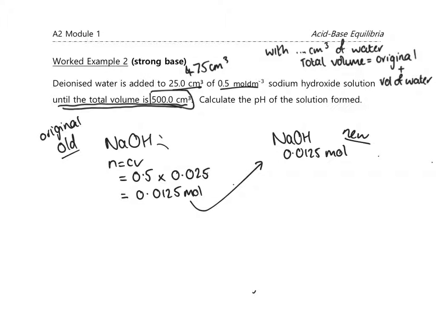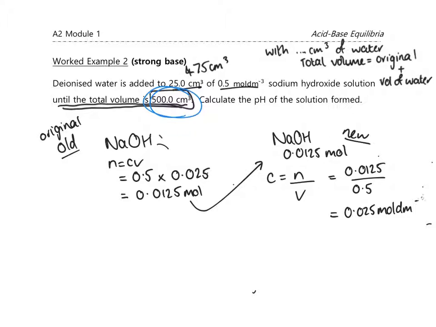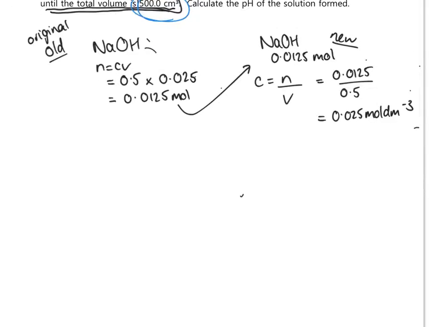I can now work out the concentration by dividing the number of moles by the volume, and just as we were saying earlier, the total volume is now 500 centimetres cubed. I don't need to work that out. So that's 0.0125 over 0.5, which is your 500 centimetres cubed or 0.5 decimeters cubed, and that gives us 0.025 moles per decimeter cubed. So that's the concentration of our new solution of sodium hydroxide.